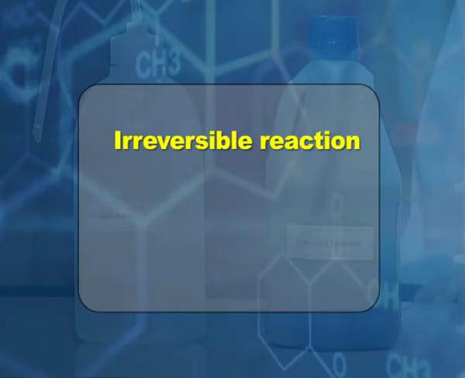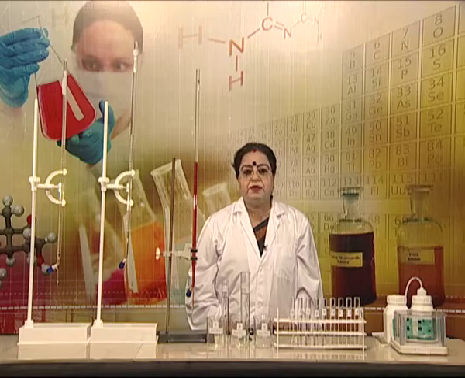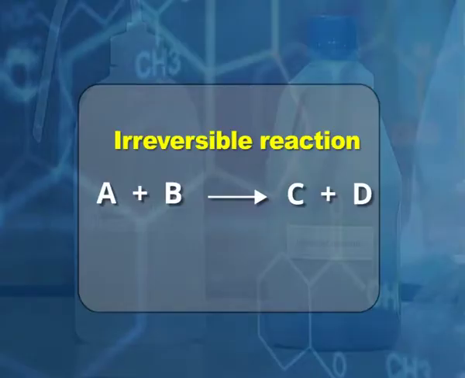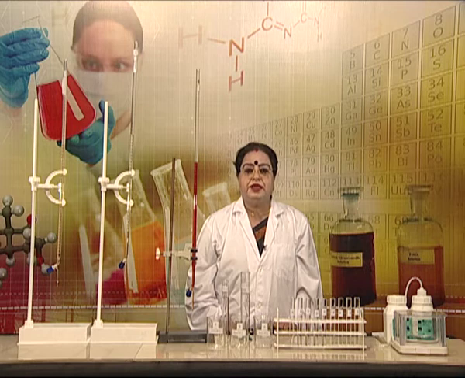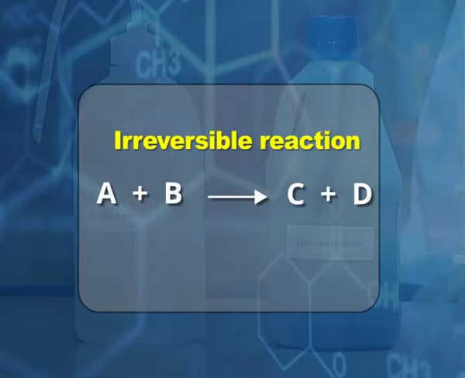We can write an irreversible reaction as A plus B giving rise to C plus D, where A and B are reactants and C and D are products, and we write an arrow pointing towards the direction of the reaction. That means, A and B react to give the products C and D, and this is a kind of irreversible reaction because the reaction is proceeding only in one direction and we are getting C and D as products from the reactants A and B.